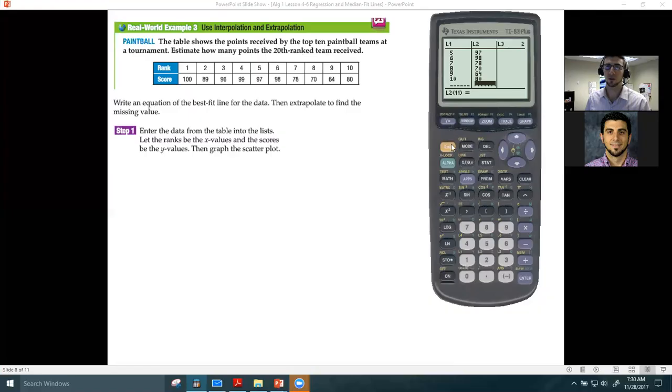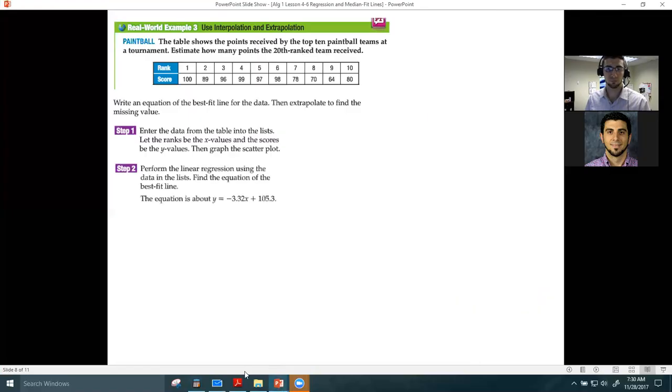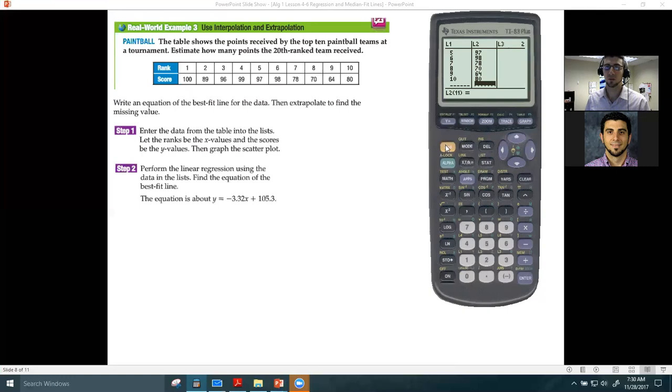Graph the scatter plot. If we graph the scatter plot, second stat plot, I'm going to turn number 2 off because I don't want it to graph the residuals. Okay. And then I'm going to switch to number 1. Second stat plot, number 1. I'm going to turn it on. My X list is L1. My Y list is L2. Zoom stat. And there's the scatter plot.